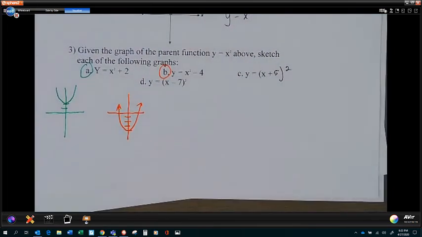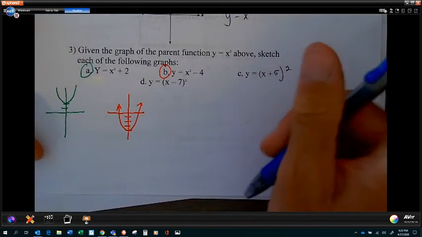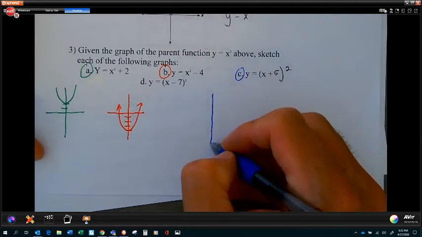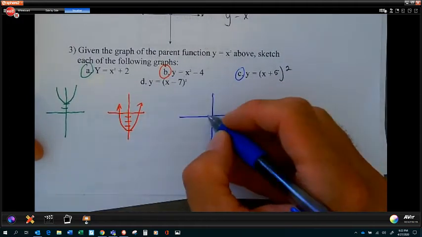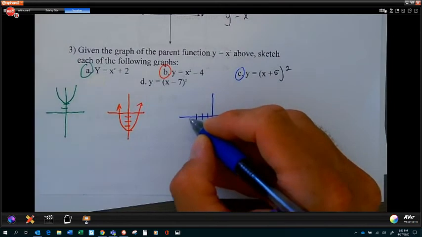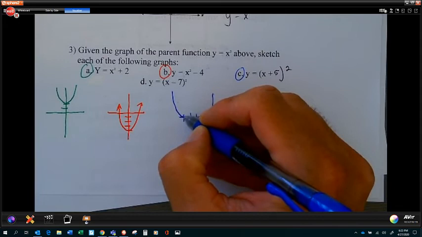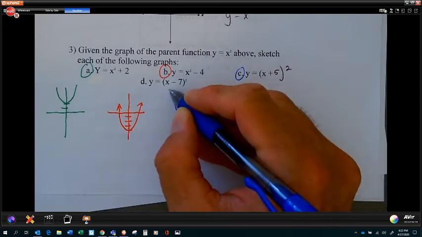C, our y equals x plus 5 squared. Remember, it's anything inside. Our h value is going to be the opposite. So our C, our blue, we're going to go to the left 5. 1, 2, 3, 4, 5. And again, it's just like the parent function, just moved 5 to the left.